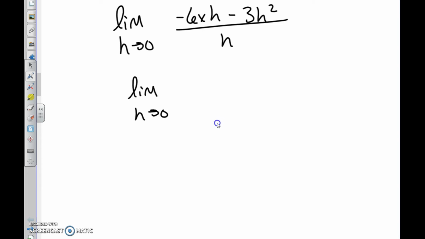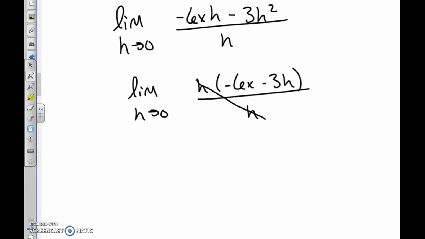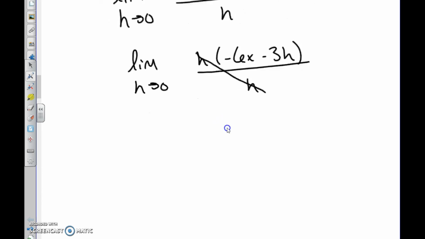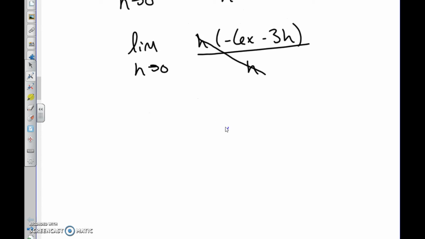And just to write an extra step, we don't really have to, but let's factor that h out at the top so you can see what would be left. We end up with h times (negative 6x minus 3h) on the inside, all over h. And since now it's held together by a multiplication, I can cancel my h's. Well, some of you are going to say, well, that h on top didn't cancel, but that's okay, because now when I evaluate the limit, I can just take that h equals 0 and plug it in.